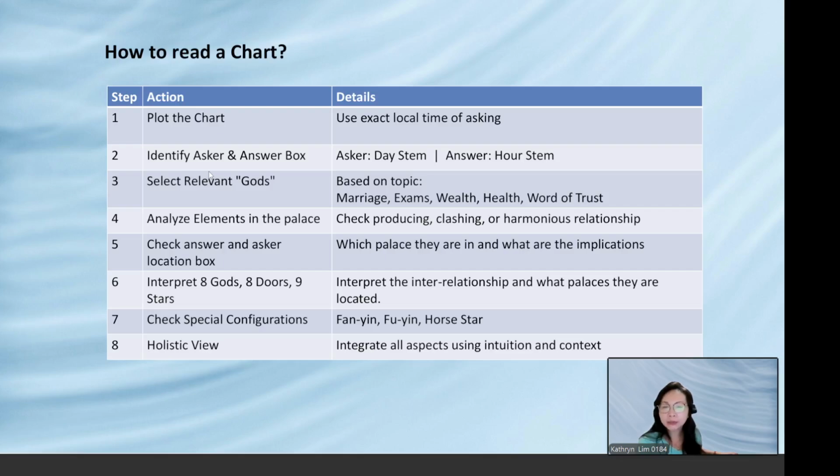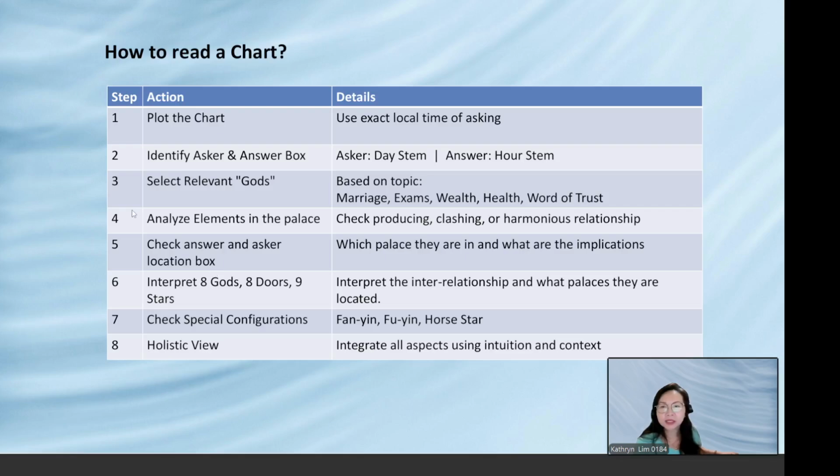Number two, you have to identify the asker and answer box. The asker is represented by the day stamp, and the answer can be found at the hour stamp. Next, we have to select the relevant gods, based on the topic we are looking at, be it marriage, exam, wealth, health, or words of trust. From there we can select the reference god.